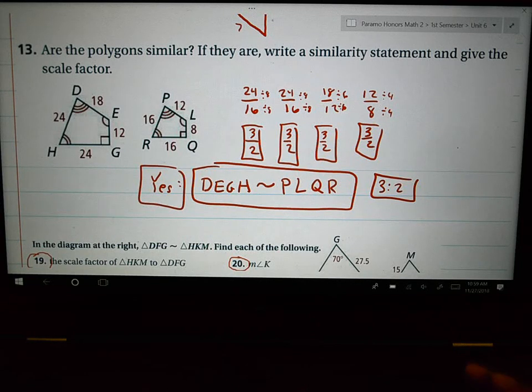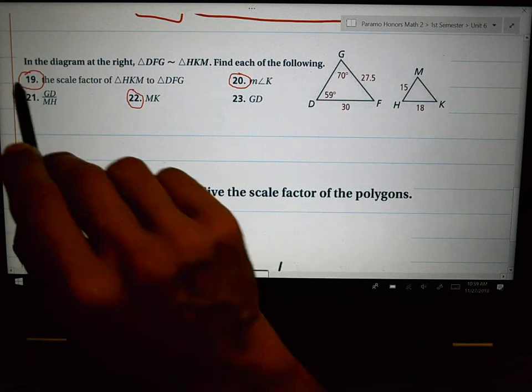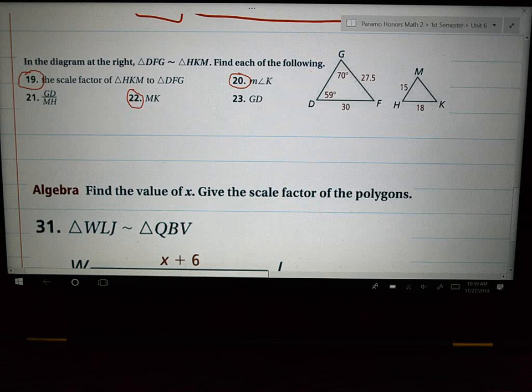Next example. I'm going to do number 19, 22, and 20 with you based off of the questions that I got off of first period.